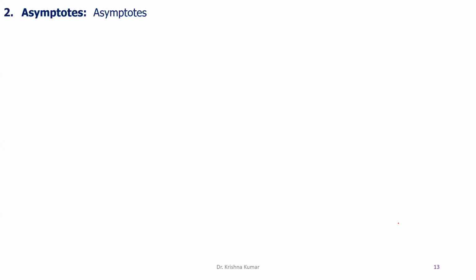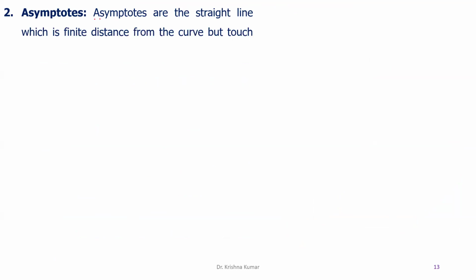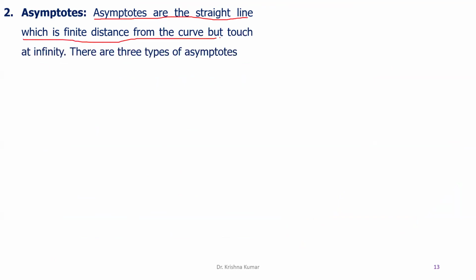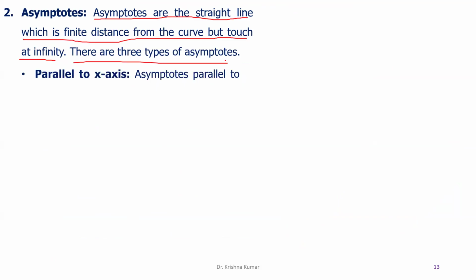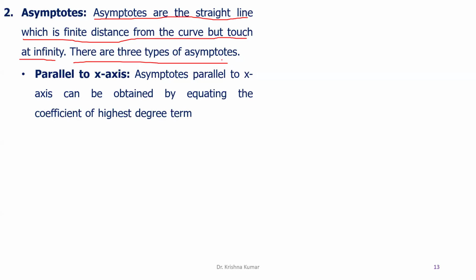The third point is asymptotes. So first, what is the meaning of asymptotes? Asymptotes are straight lines which are at a finite distance from the curve but touch it at infinity. There are three types of asymptotes. The first one is parallel to the x-axis. Asymptotes parallel to the x-axis can be obtained by equating the coefficient of the highest degree term of x to 0.